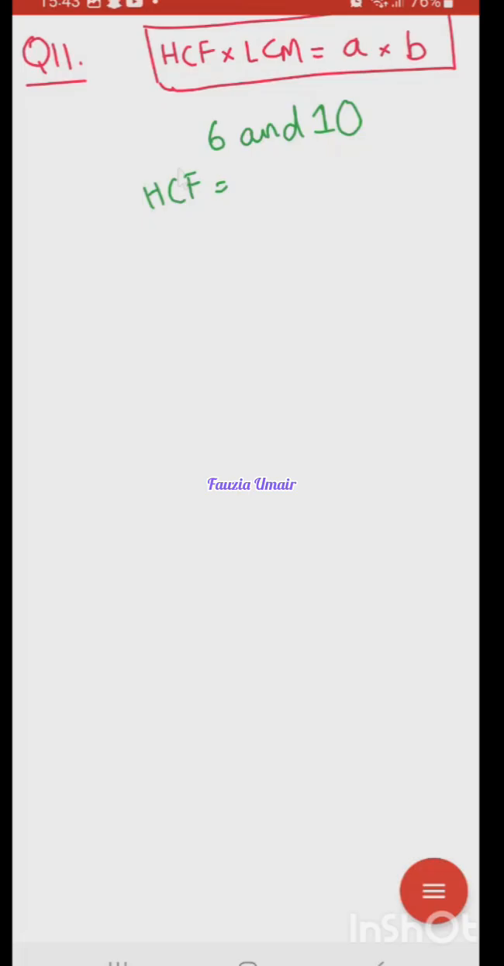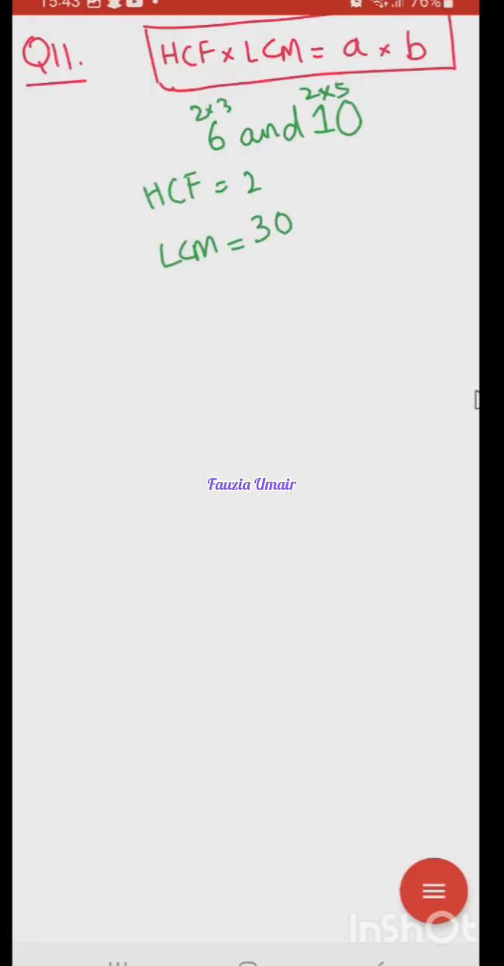What is the HCF of 6 and 10? Moiz beta, please pay attention. Abrish, what is the HCF of 6 and 10? Ma'am, first we'll take their factors. 2 into 3 and 2 into 5. 2 is the HCF. Now what is LCM? 2 is a common factor. 5 3s are 15, 15 into 2 is 30.